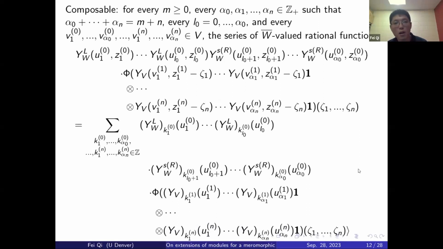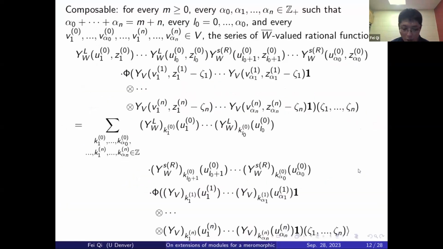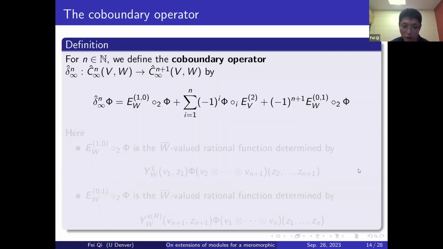Okay, so with this setup, the linear maps sending v tensor n to W bar valued rational functions in z1 to zn will be the linear maps we use to construct the cochain complex. And once these conditions are figured out, then we can define the coboundary operator. Regarding the coboundary operator, there's another important fact that has to be mentioned, and this is precisely why we need to use W bar valued rational functions. So the coboundary map is basically defined with a similar idea.